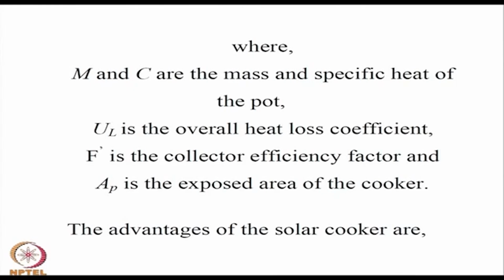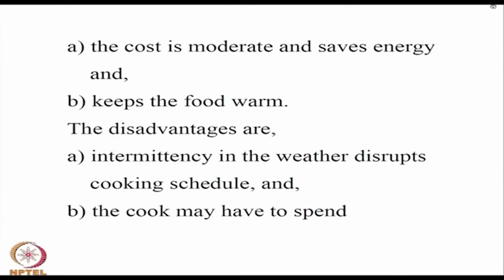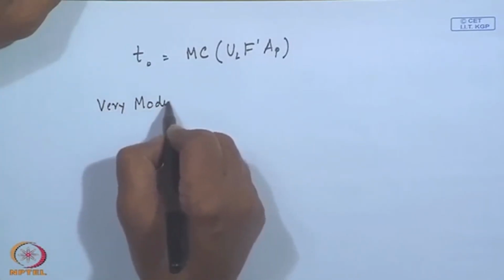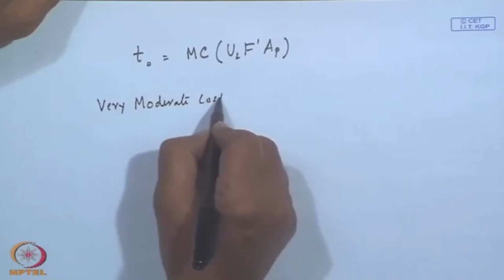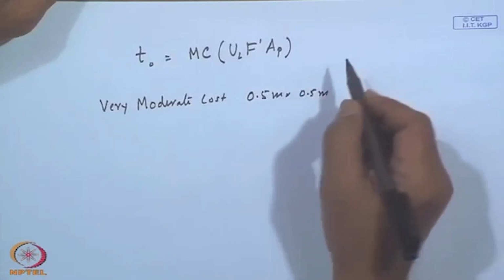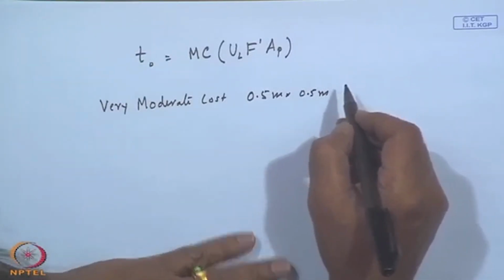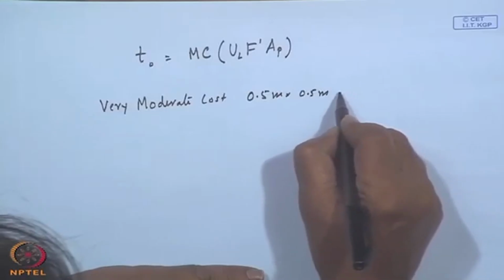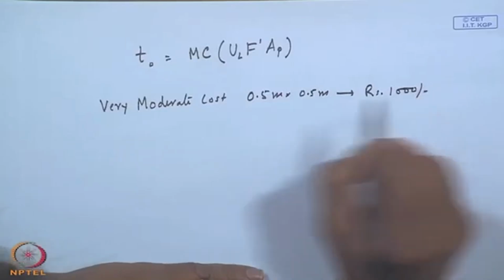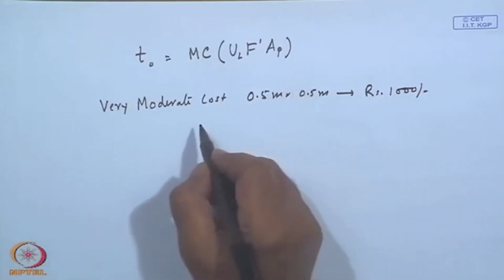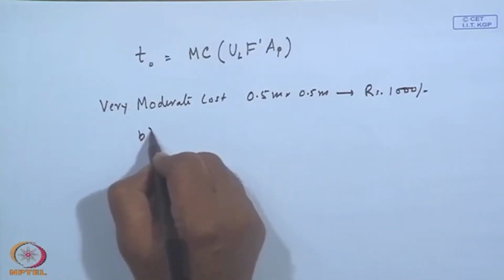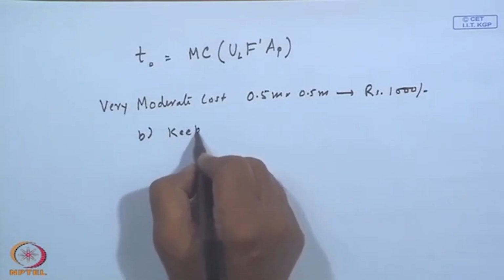So, there are advantages of this cooker. The cost is generally very moderate. About this 0.5 meters by 0.5 meters. There may be subsidies from the government at different places, particularly in certain states in India. This may not cost more than Rs 1000 even without subsidy, and consequently your payback period will be quite small. And B, it keeps the food warm even after it is cooked.